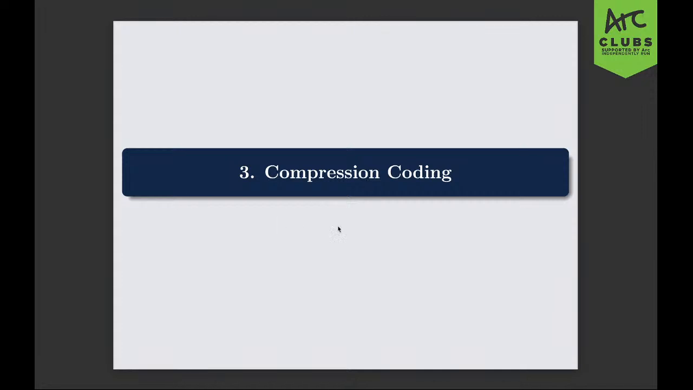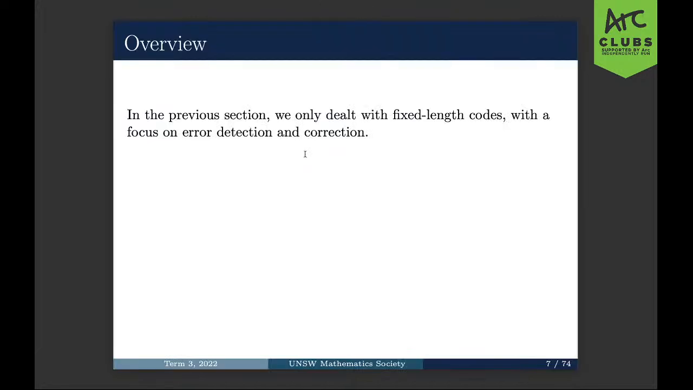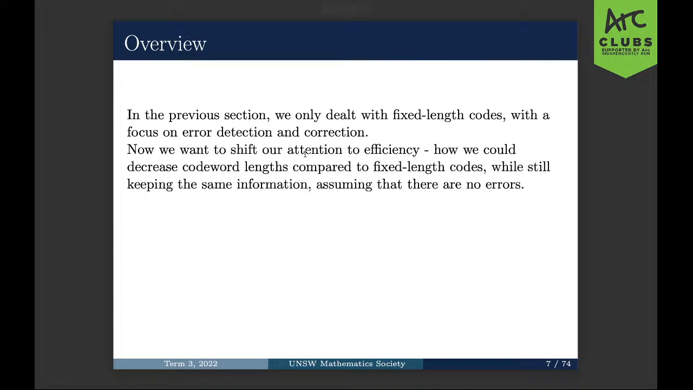We'll just continue on. Okay, so this is chapter 3. In the previous section, we only really dealt with fixed length codes with a focus on detection and correction. In this chapter, it's going to be a different flavor. We're going to shift our attention to efficiency, in the sense of how we can decrease code word lengths compared to the fixed length codes while keeping the same information. For now, we assume that there are no errors because, intuitively, once we compress messages in some way, we can apply the same error detection and correction techniques that we covered in the previous section.